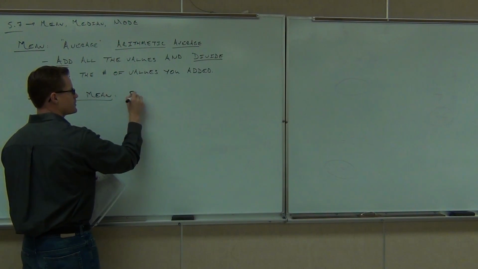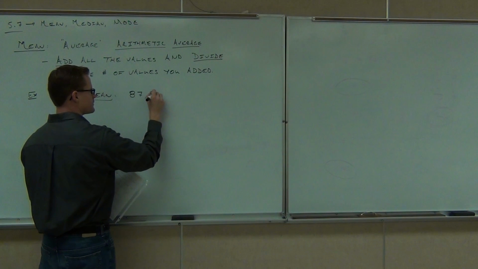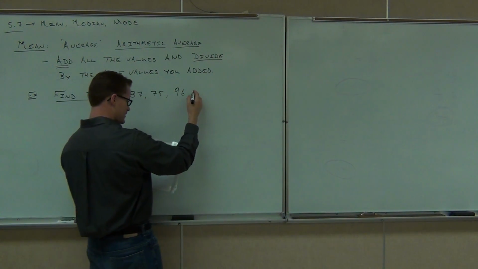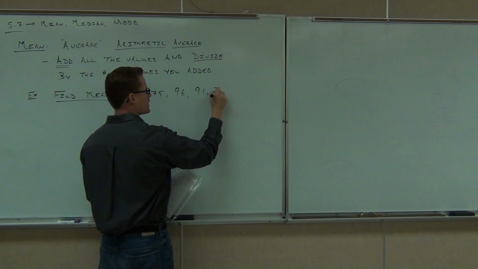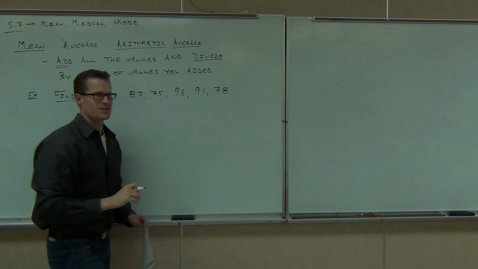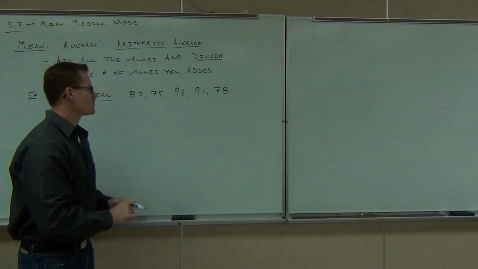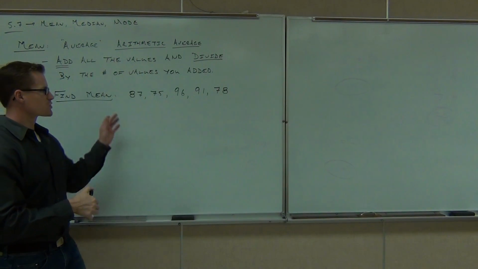They scored 87, 75. They lost that one, 96, 91, and 78. Maybe it's not the Lakers, maybe it's the Clippers. Who knows? I don't care. Whoever they are. So here's the scores of the last 5 games.